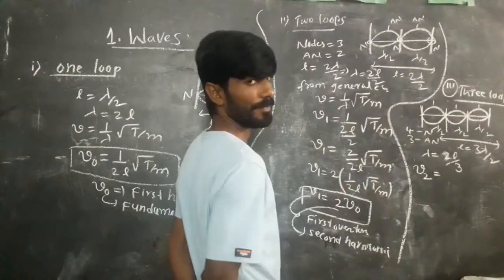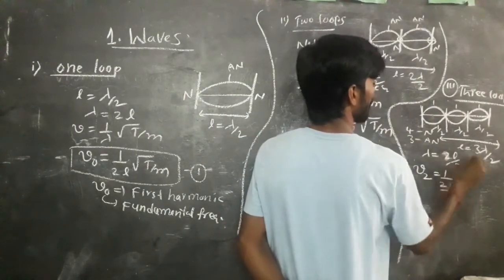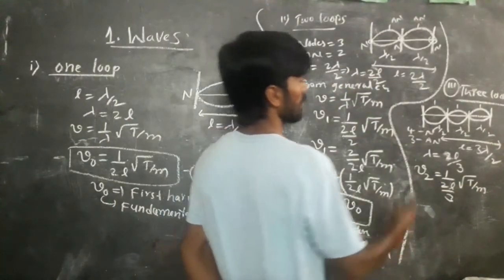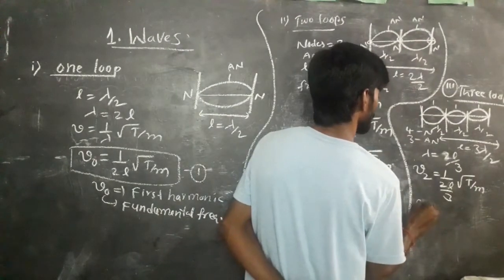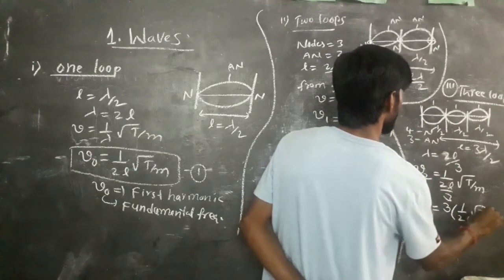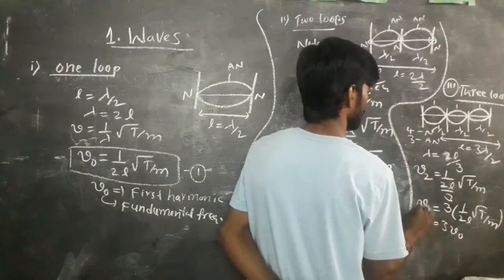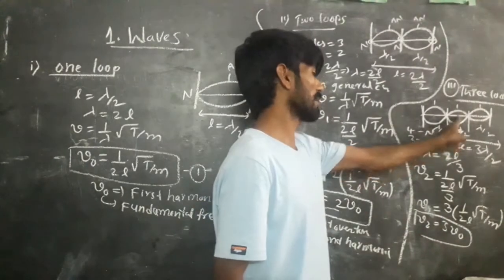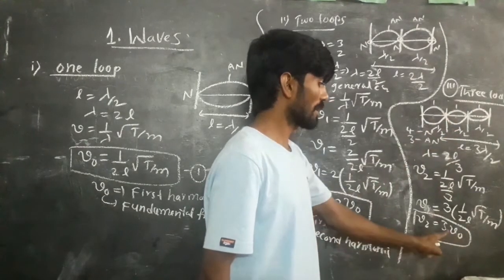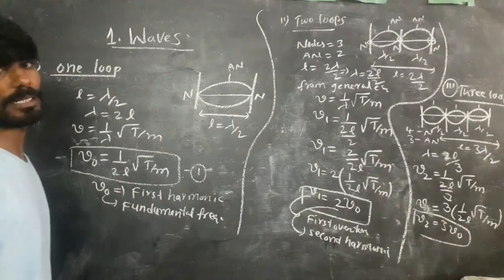So mu 2 is equal to 1 by lambda value 2L by 3 into under root T by M. Now mu 2 is equal to 3 of 1 by 2L into under root T by M, which means mu 2 is equal to 3 mu naught. So the frequency of 3 loops in a stretched string, when you form stationary waves, is 3 times the fundamental frequency.